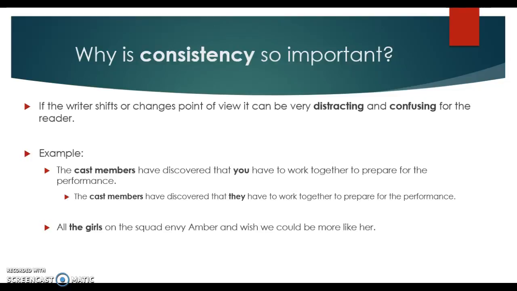Another example: "All the girls on the squad envy Amber and wish we could be more like her." Suddenly, it's inconsistent here. First we mention the girls, and now we jump to "we," as if suddenly the narrator is now part of the story instead of being a third person. So if we change that sentence to "All the girls on the squad envy Amber and wish they could be more like her," now my point of view and my perspective are consistent.